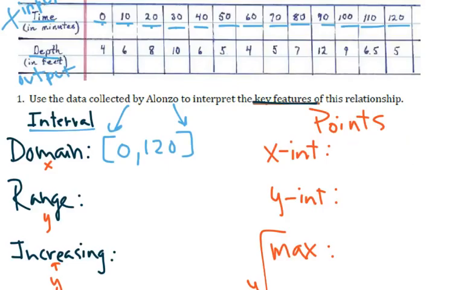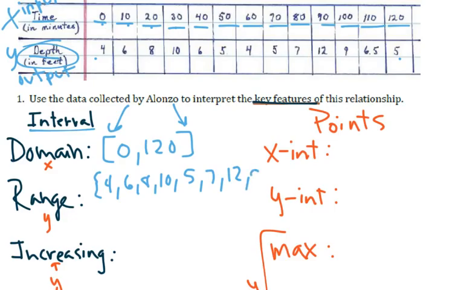Now the range would be looking at the y values, the depth, the output. This is different, we don't just start left and go right. Technically, yes, on our range we could do the set notation and go 4, 6, 8, 10, 5, 7, 12, 9, 6.5. We don't need to repeat values we already have, and we probably want to put them in order. That's one way we can do it, and typically with just a table, that's the way we should do it.